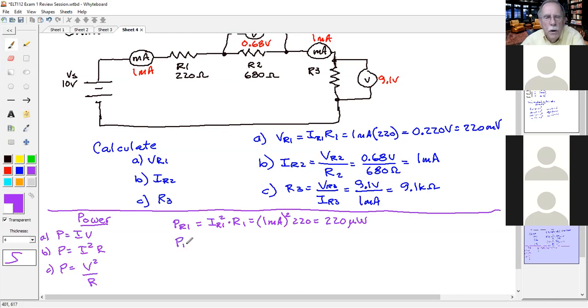P sub R2, if I wanted to do that, I would use the voltage and the resistance because those are the two given values. So V sub R2 squared divided by R2. Let me draw that a little bit better. So I've got 0.68 volts squared divided by R2, which is 680.